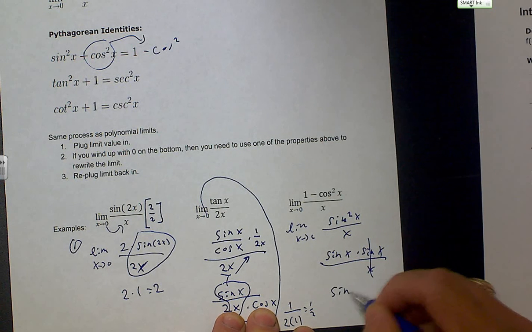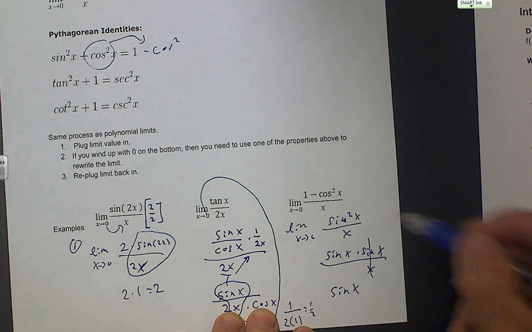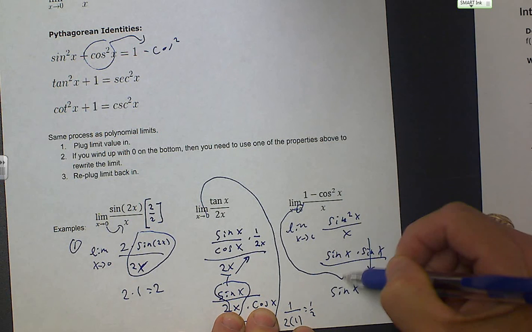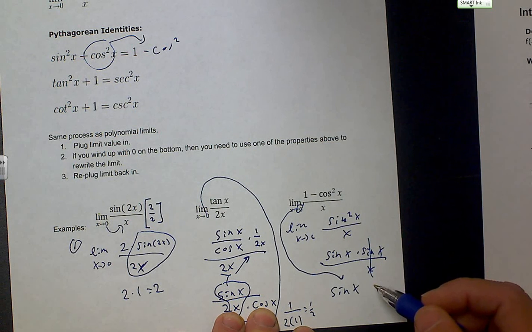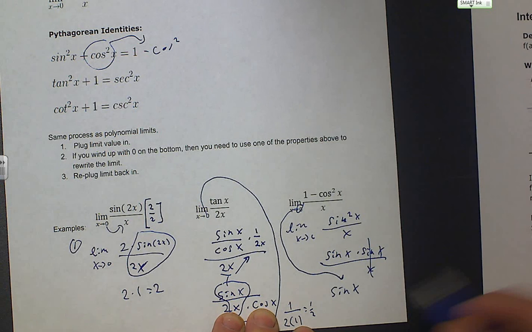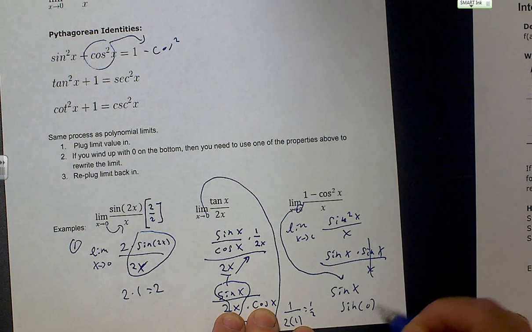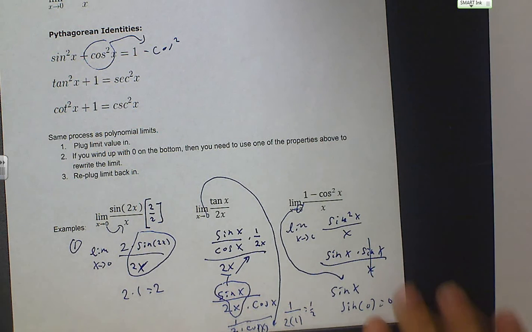And the last step is always to do what? Plug it in. Sine of 0 is 0. Exactly right. Make sense? We good?